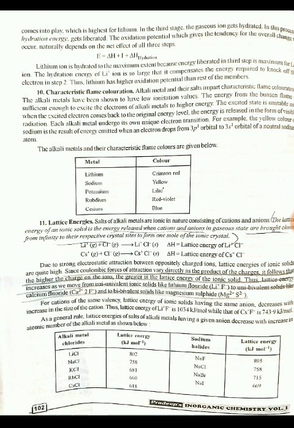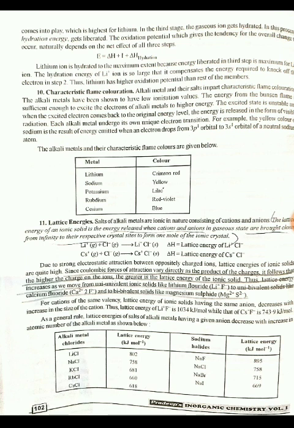10th, characteristic flame coloration. Alkali metals and their salts impart characteristic flame coloration. The alkali metals have been shown to have low ionization values. The energy from the Bunsen flame is sufficient to excite the electrons of alkali metals to higher energy levels. The excited state is unstable, and when the excited electron comes back to the original energy level, the energy is released in the form of visible radiation. Each alkali metal undergoes its own unique electron transition.